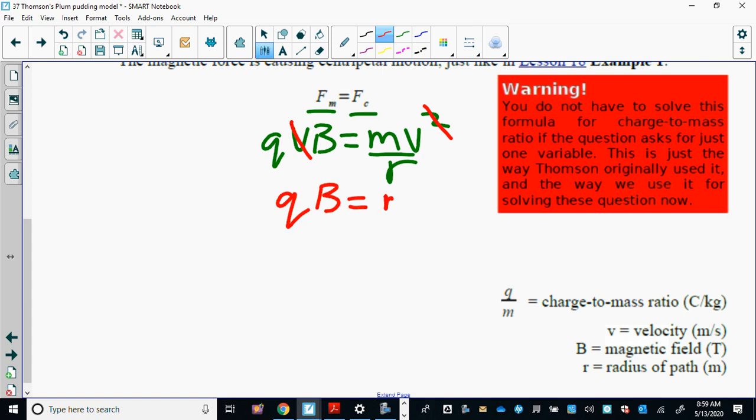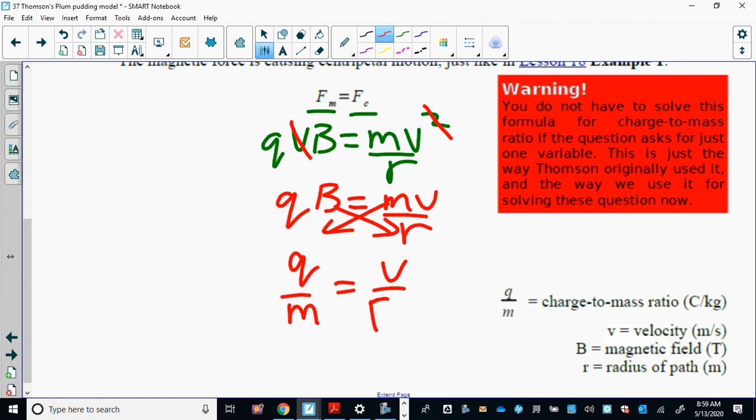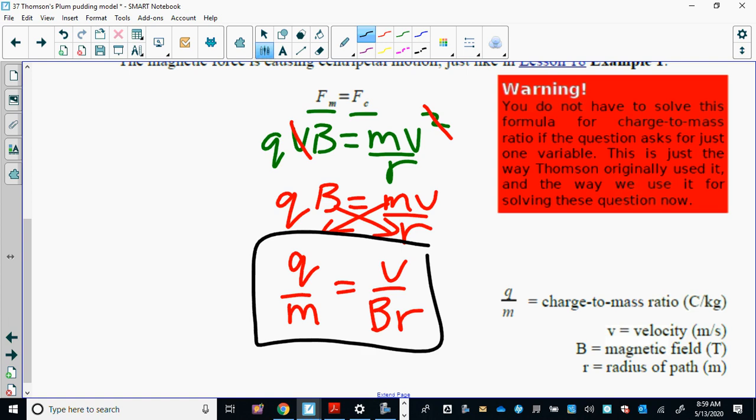QvB equals mv squared over r. Q over M equals, M goes down there, B goes down there. There it is. That's one of the most important formulas in Physics 30. Q over M equals V over BR. It's fantastic because it shows us what we can theorize without knowing a lot of stuff. We don't know the charge, we don't know the mass, we don't know the nature of electrons, but we can figure out the charge to mass ratio.